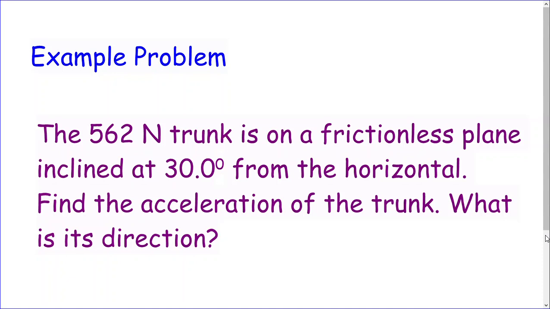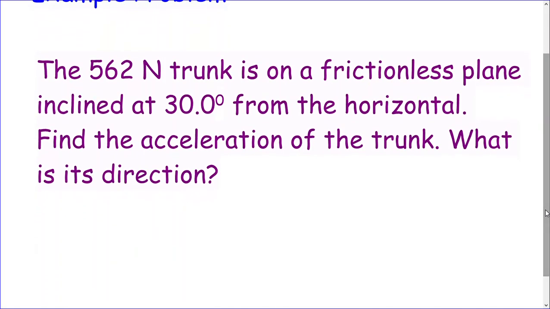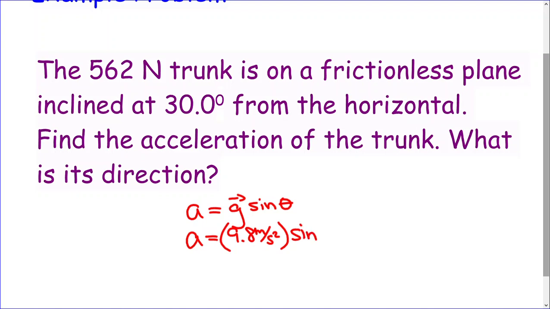Okay, so a 562 Newton trunk is on a frictionless plane inclined at 30 degrees from the horizontal, and it wants us to find the acceleration. Well, the acceleration is really just equal to g times the sine of theta. So the acceleration here is going to be 9.8 meters per second squared multiplied by the sine of 30 degrees. Sine of 30 is 0.5, so it's just half of 9.8. It's going to be 4.9 meters per second squared.